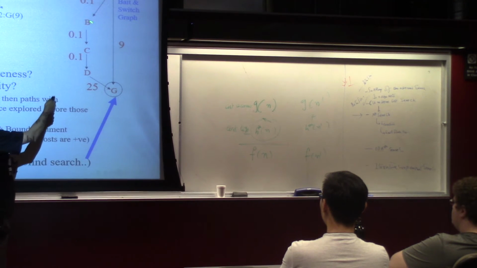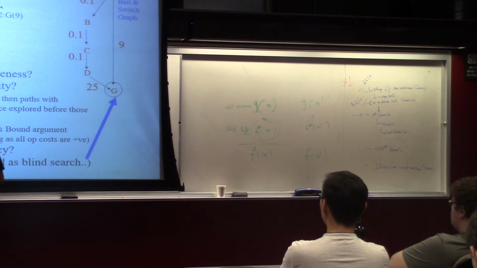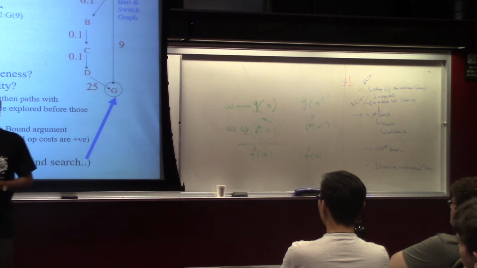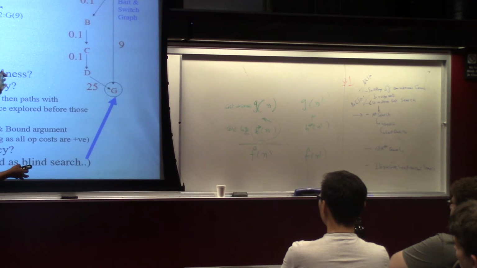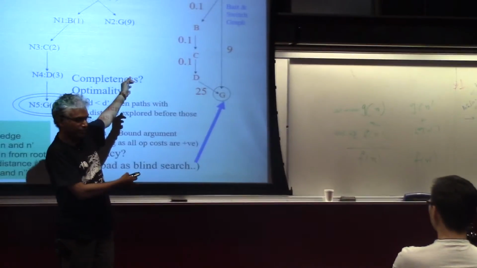What is the optimal cost to go from B to G? No. Okay, who said 0.1? Anybody else have any other answers? To go from B to G, you're looking at the entire graph. Your search algorithm doesn't, but you're looking at the entire graph, so you should be able to answer this.